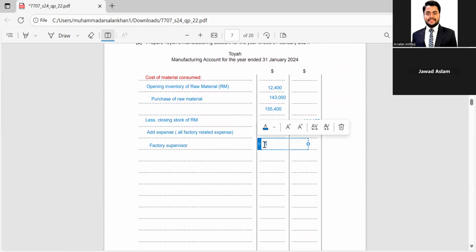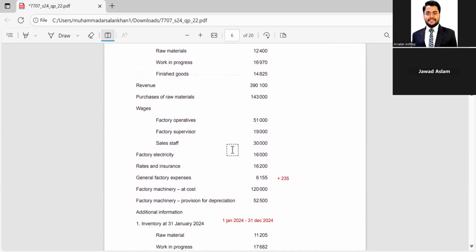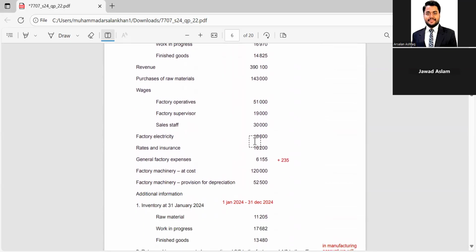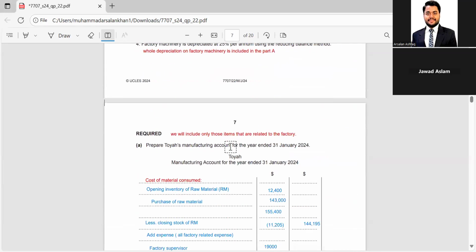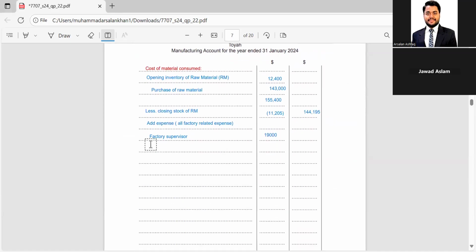19,000. Then second we are given with factory electricity. See, ये electricity expense incur हुआ होगा factory में. So this is an expense which is wholly related to the factory. Factory electricity. See, I will include only those expense which is related to the factory and it is incurred at factory premises only. By word you can see. Factory electricity, how much? 16,000.